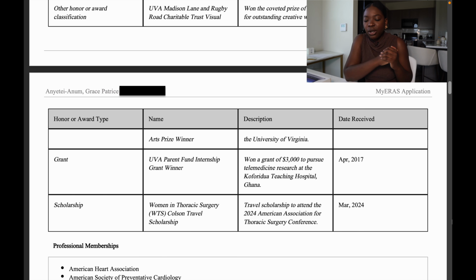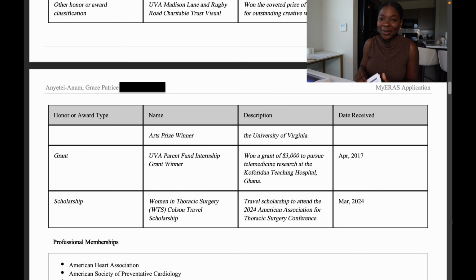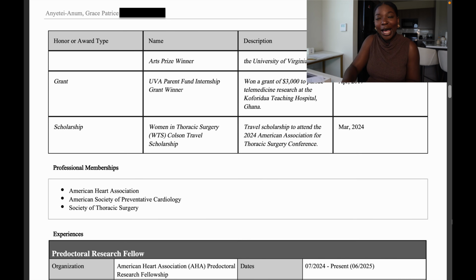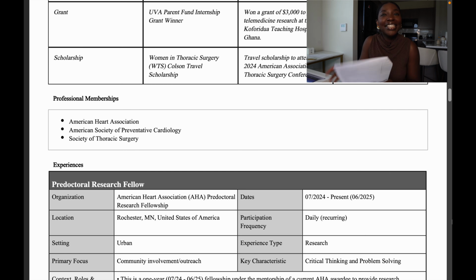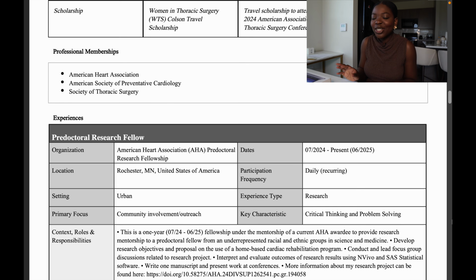The last one here is the Women in Thoracic Surgery Travel Scholarship, which was a fully funded travel scholarship to attend the AATS conference, which is the American Association for Thoracic Surgery conference. So as you guys know, when it comes to grants and awards, I'm a gunner. If I see it, I apply for it. It's a knee-jerk reaction.